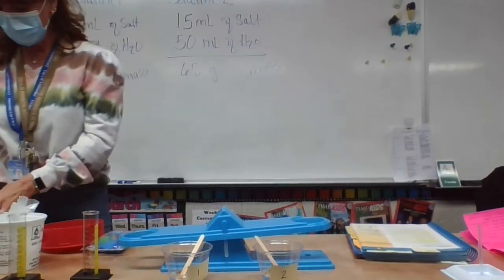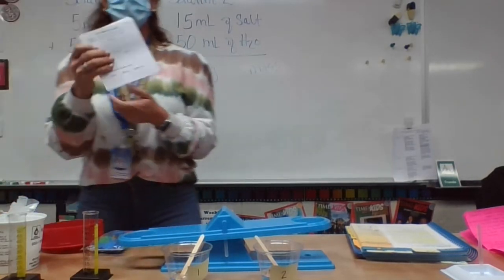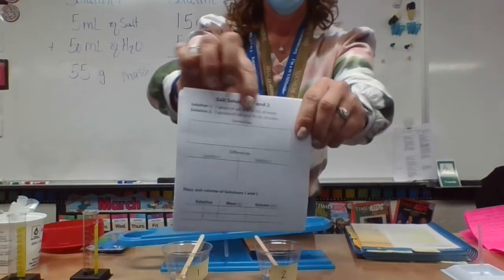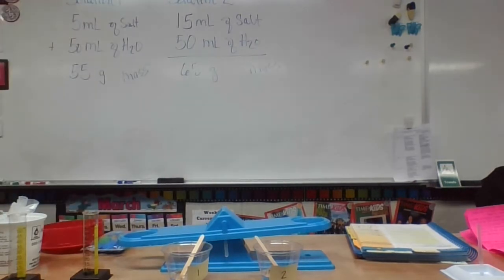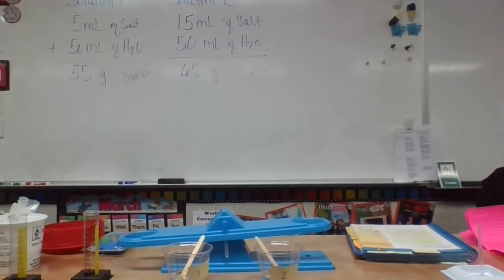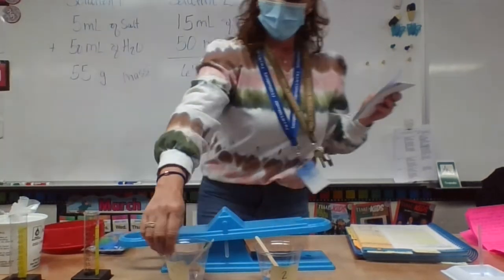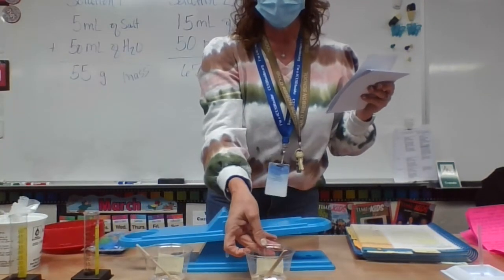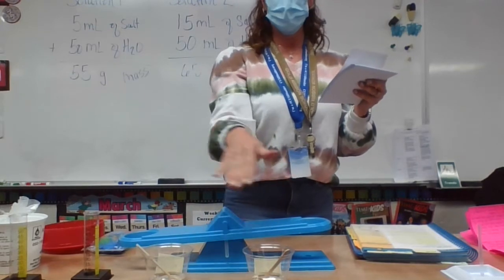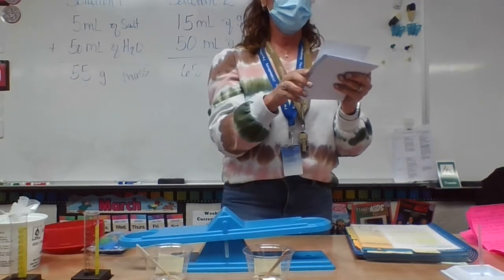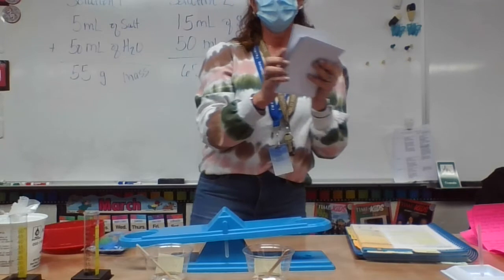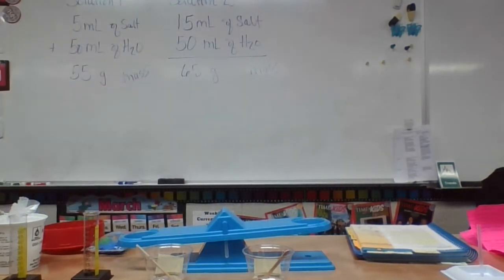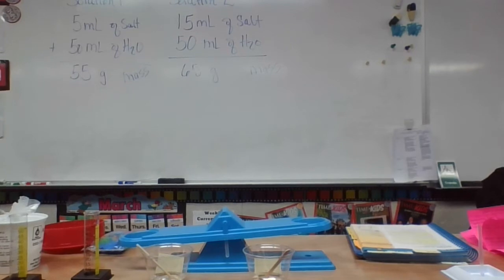Before we go any further, I'm going to pass out a page called Salt Solutions 1 and 2. You're going to glue it in, and start off by writing down, like what we did yesterday, the similarities in just what you can see. Then we're going to discuss the differences, but we can't do that quite yet. So let's go ahead. I'm going to pass this out, and you're going to glue it in and get started.